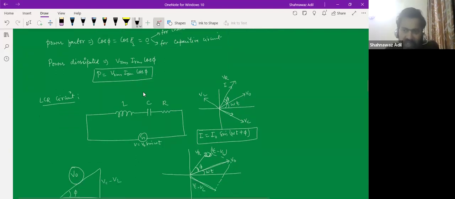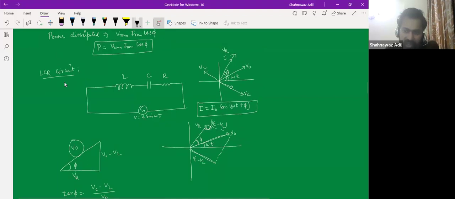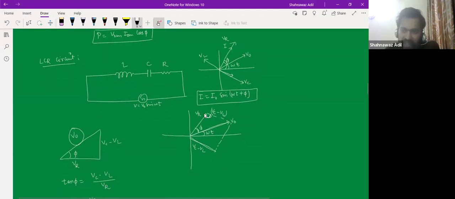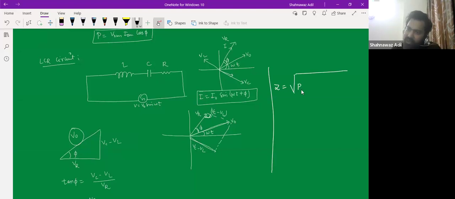And then we have studied this LCR circuit, and using the phasor diagram, we know that we have an impedance which is simply the root of R square plus XC minus XL whole square. So this is the impedance, and then what would be the voltage? So peak voltage would be I naught Z, and then Vrms would be how much?